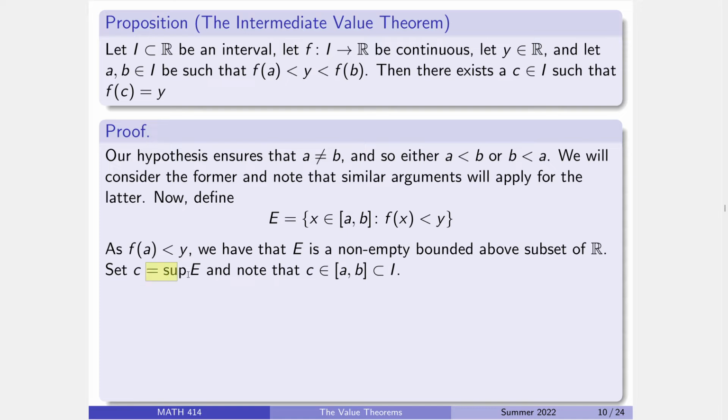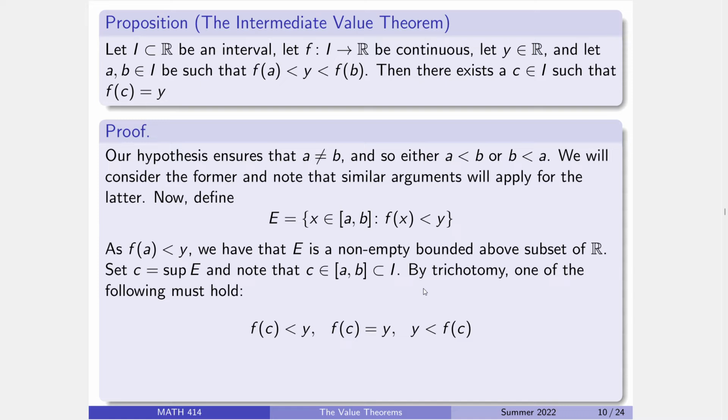Furthermore, the supremum has to live in the interval AB, right? Because E is a subset of AB, and its sup has to be in that set. The sup is definitely bigger than A, and B is an upper bound for the set, so the sup is got to be less than or equal to it. So it lives there, and since I is an interval, we know that this closed bounded interval must be contained in I.